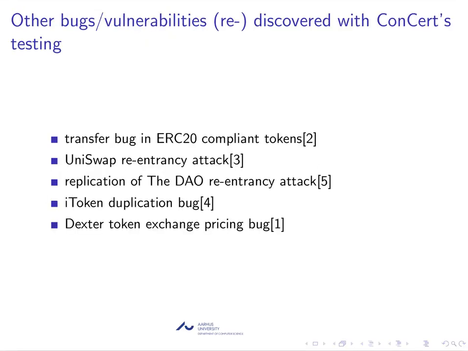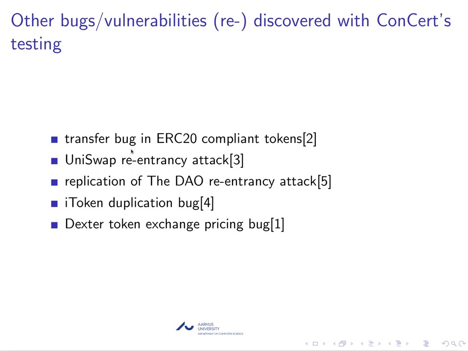We've performed several case studies with ConCert's testing framework to determine its effectiveness at finding real-world bugs. For example, we've been able to rediscover a known bug in any ERC20 compliant token, which involves a very particular ordering of the transfer from and the approve endpoints. We've replicated the reentrancy attack on the Uniswap protocol, and similarly the infamous reentrancy attack on the DAO, which is an e-voting contract.